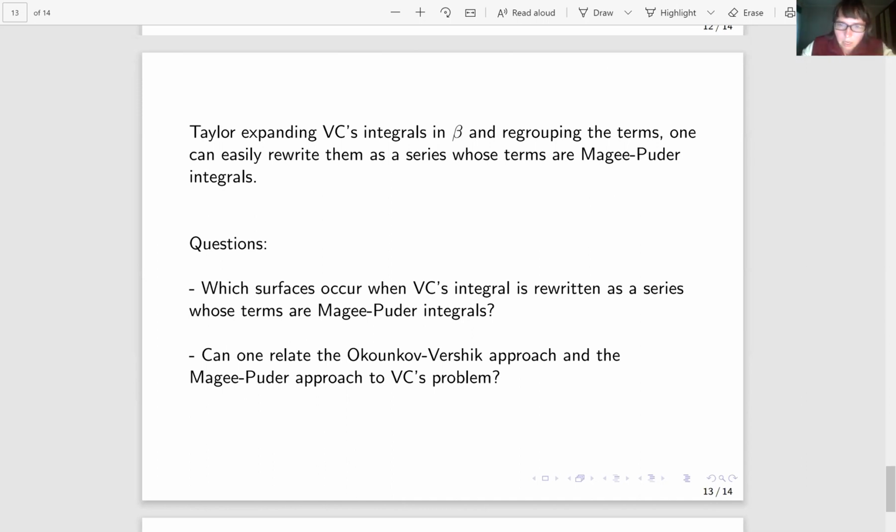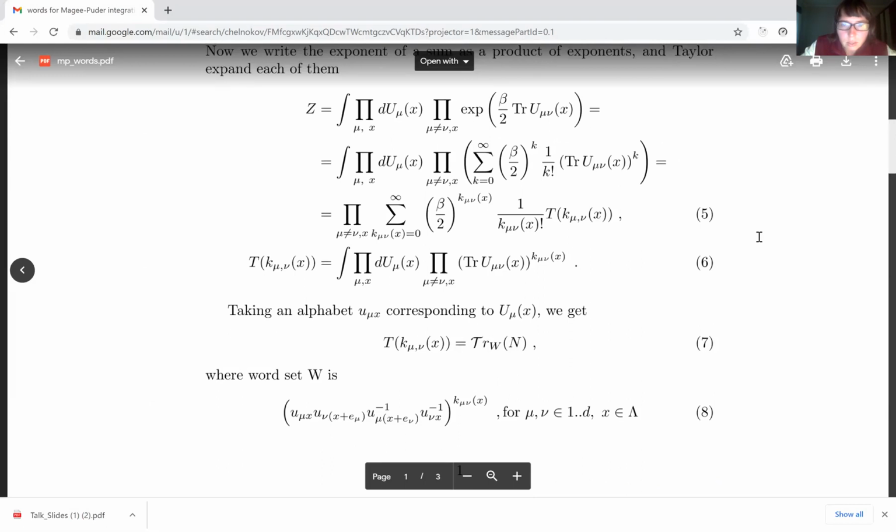This is the derivation of the expansion of the integral of our partition function into this series in Magee-Puder integrals, trace W of n. Are we supposed to see something? Oh yeah, I'm sorry, I'm going to share the screen. I thought I was sharing the screen, but I guess I'm not. No, you only share the PDF file, so you should unshare and then share a new screen. Sorry about this. Now, is it okay? Yes.